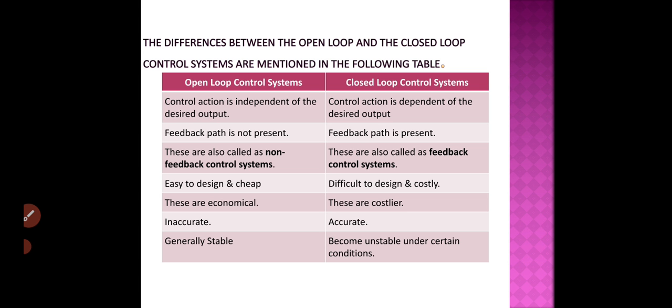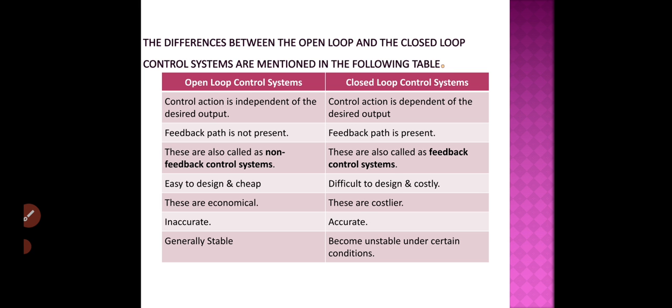Open loop control systems are simple to construct and very cheap, but closed loop control systems are very difficult to construct or design, and they are very costly. The accuracy in an open loop control system is very low, but in case of a closed loop control system, the accuracy is much higher.